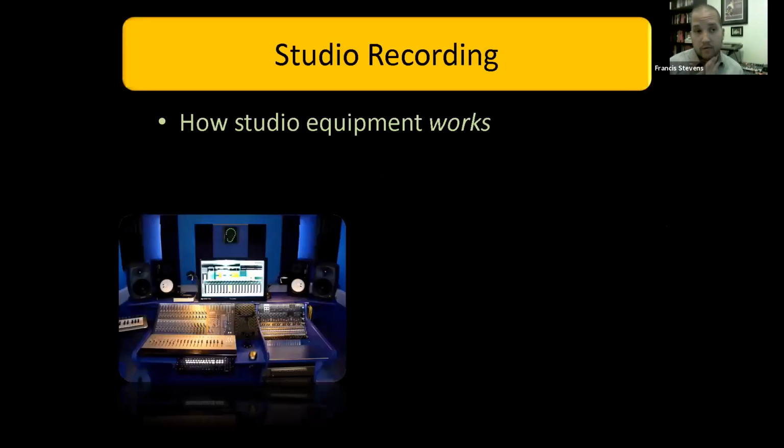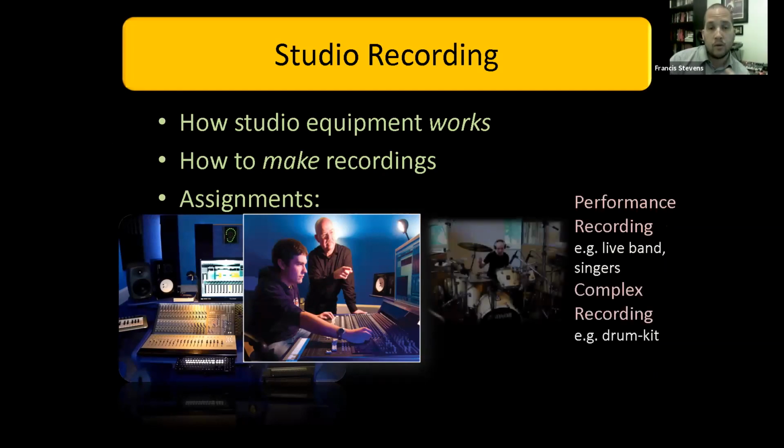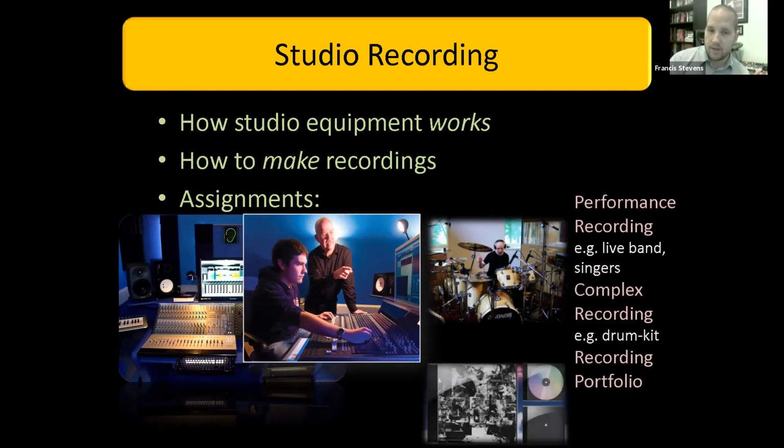Studio recording is part of one of our first year modules. So as part of that module, you look at how studio equipment works, what recording practices are best to use for particular examples, and how to actually make those recordings. In terms of the assignments you have, there are two main aspects. One is performance recording, so choosing a live band or some sort of live musical performance and recording that, but also doing some more complex studio-based recording of, let's say, a drum kit. Oh, and the third thing actually is creating a recording portfolio, so creating a studio recording based on your own or someone else's performance.